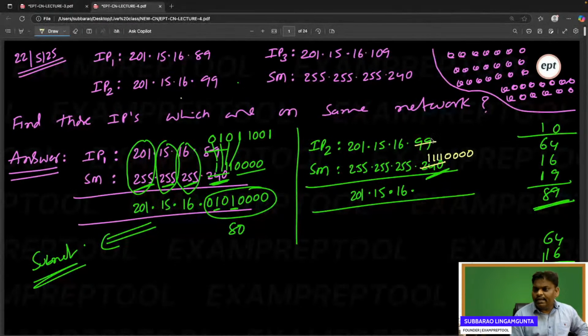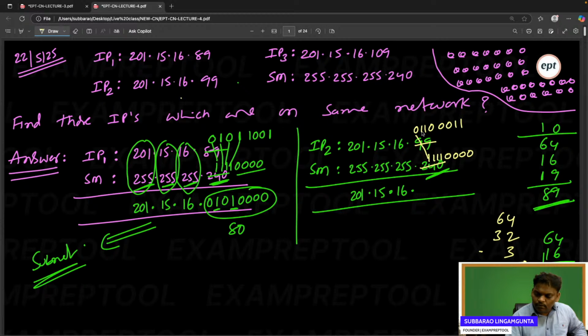Then what about 99? 99 can be written as 64 plus 32, which is going to be 96, plus 3, 99. So let me write it now: 64, 32, and 3. Do the AND operation properly. If you do the AND operation properly, 0, 1, then the third one also 1, the fourth one is 0, and the remaining are zeros. Okay, that is perfect.